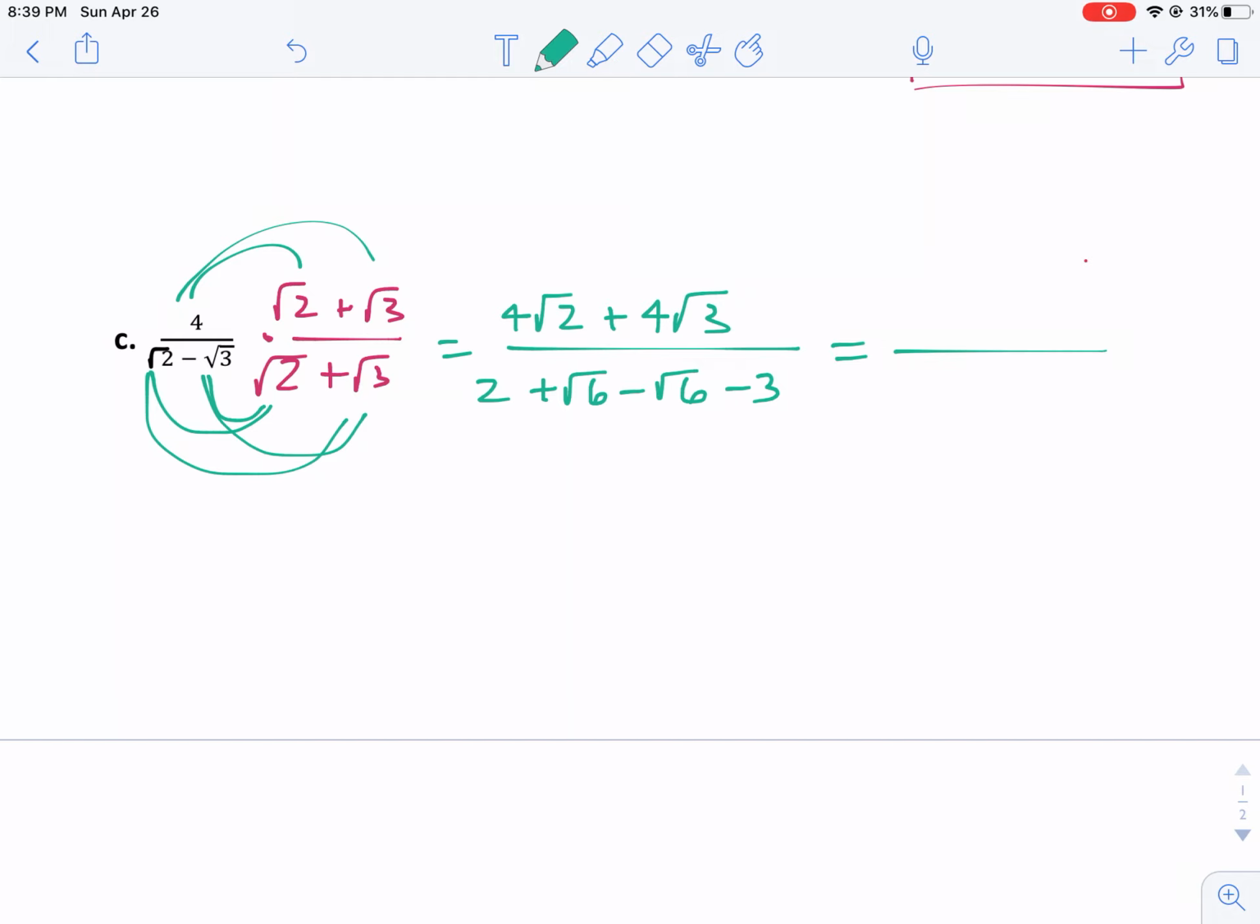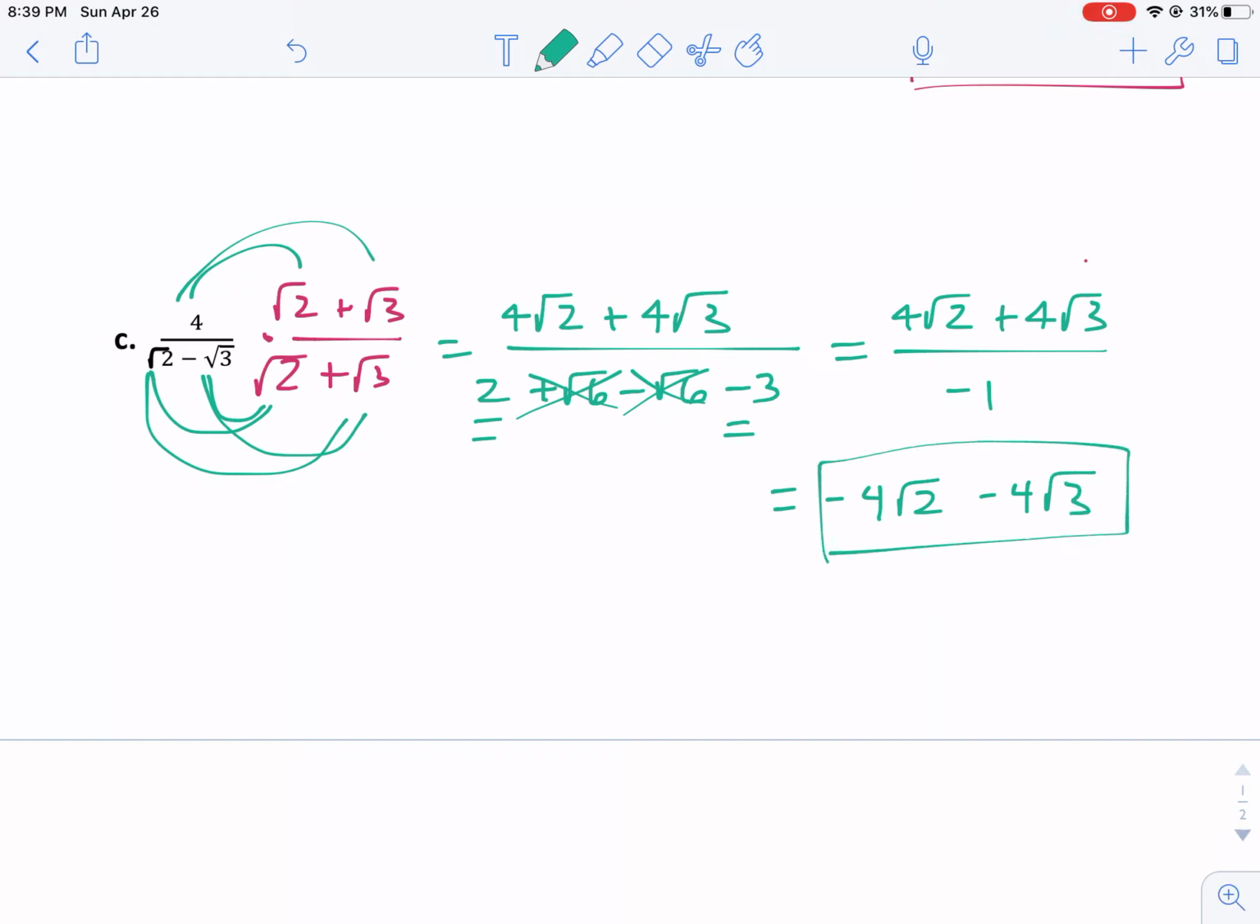Okay, so in the numerator we have 4 root 2 plus 4 root 3. In the denominator, the positive root 6 and negative root 6 cancel. We're left with 2 minus 3, so again, that would give us a negative 1. And we can go ahead and write this as negative 4 root 2 minus 4 root 3. Okay, and that would be our final answer.